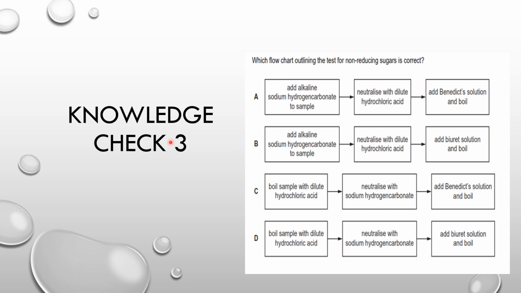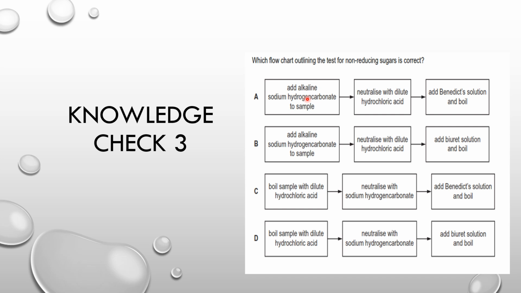This is knowledge check 3. Let's check what you know. Which flow chart outlining the test for non-reducing sugars is correct? Now look at this. Add alkaline sodium hydrogen carbonate to the sample. Is that the first thing you add? No. But pause the video and try it.